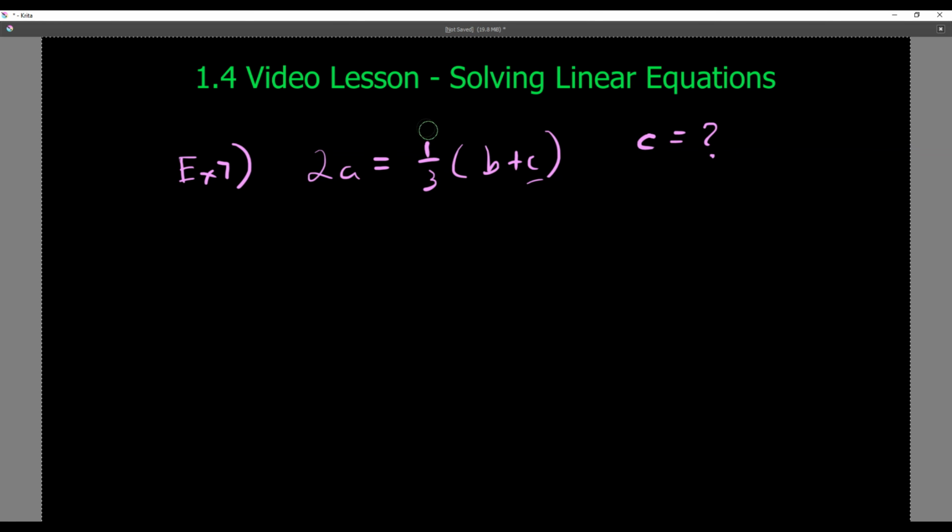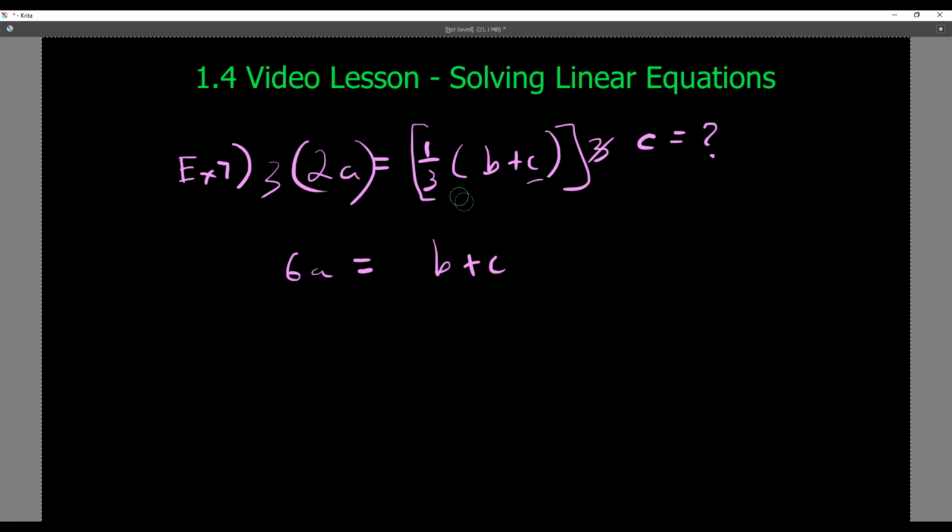So to get rid of the 1/3, I would have to multiply the whole thing by 3. So multiply this thing by 3. So now I have 6a is equal to b plus c, because 3 cancels with 1/3. And now I subtract b. 6a minus b is equal to c.